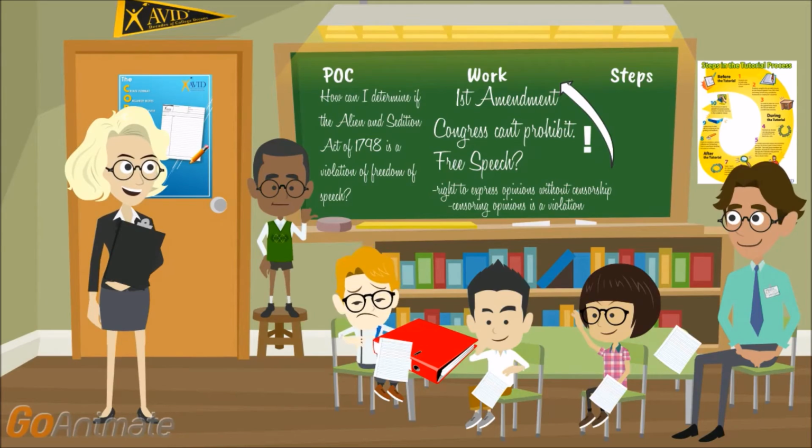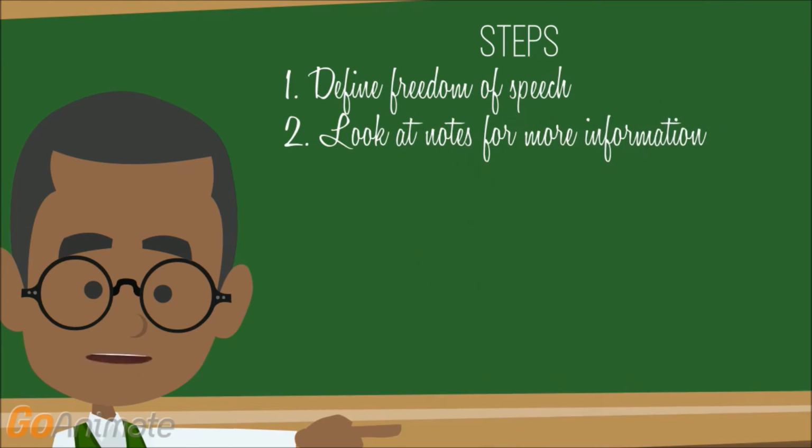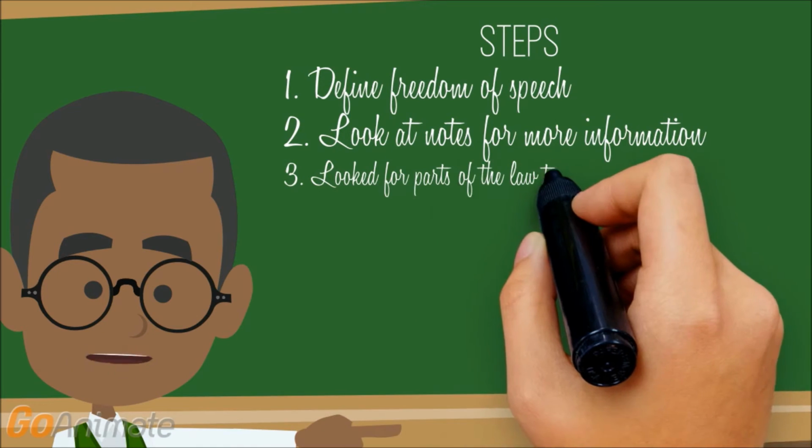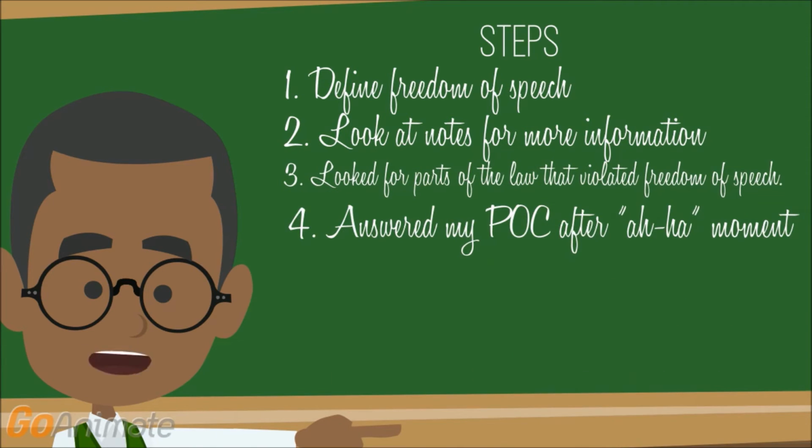Yes, Brian. My first step was to define freedom of speech. Then I had to look at my notes and we used our resources to find more information about the Alien and Sedition Acts. Then, I used my cluster map to look for parts of the law that violated freedom of speech. Then, after talking about it with my group members, I realized I had answered my point of confusion. What I concluded is that the law was a violation of free speech because it sought to censor people who were only giving their opinions.